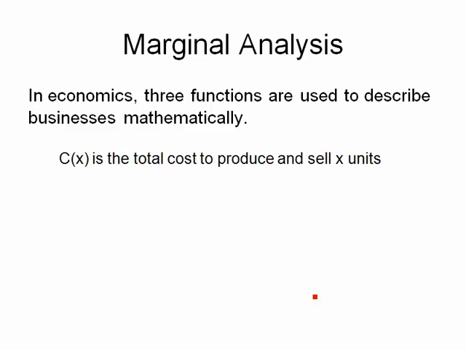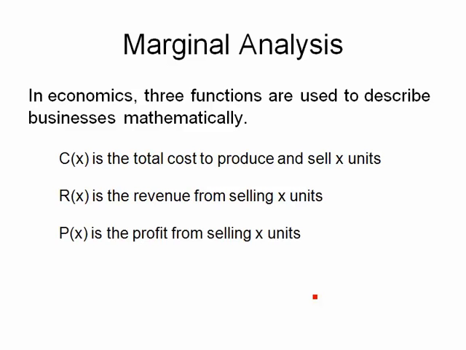So C of X is the total cost to produce and sell X units. R of X is the revenue from selling X units. And P of X is the profit from selling X units. Instead of referring to things like F of X and G of X, when we're dealing with the context of cost, revenue, and profit, we use capital C, capital R, or capital P.